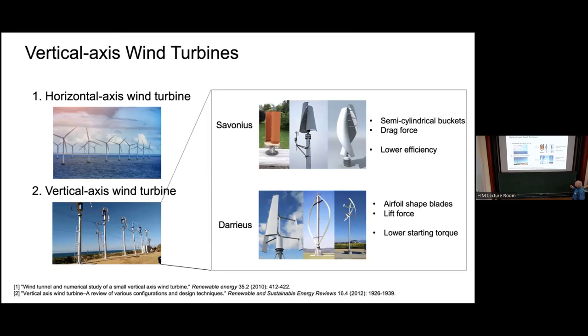Now there are two kinds, as I said, and everyone knows. So it's a completely failed technology. Okay? You can buy a vertical axis wind turbine, but basically it's a failed technology. And everybody knows why it failed.